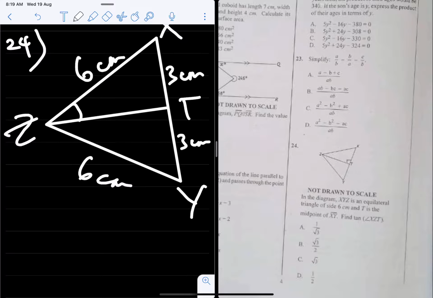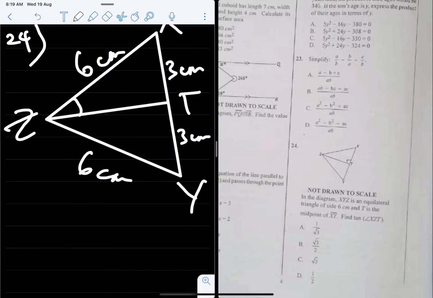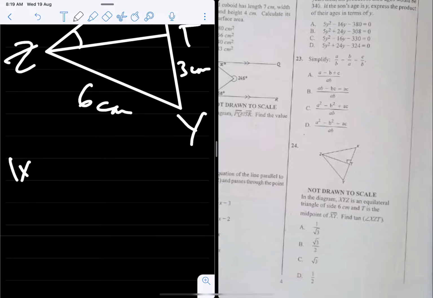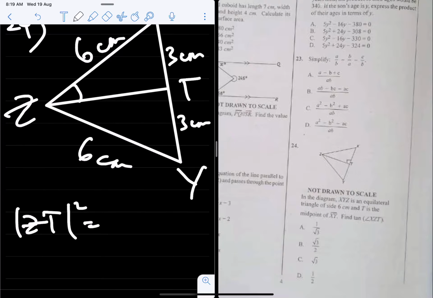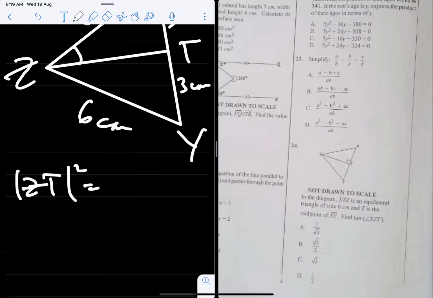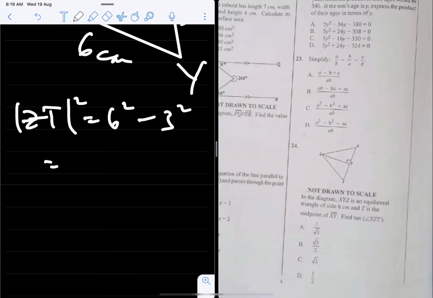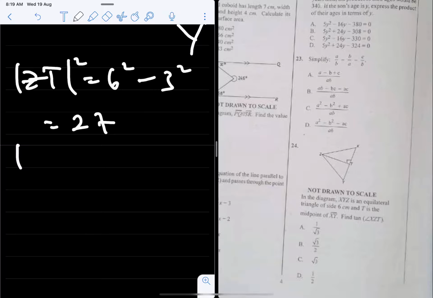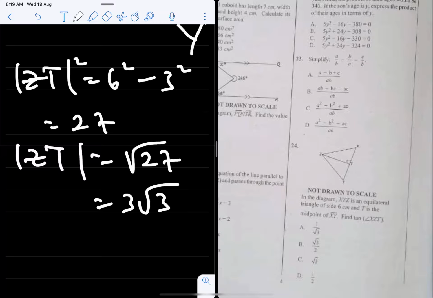Before we can find the tangent of angle XZT, we need to know length ZT. Length ZT squared is the same as XZ squared minus XT squared, which is 6 squared minus 3 squared. And that's 36 minus 9, which is 27. So that means length ZT is equal to the square root of 27, which is 3 root 3.